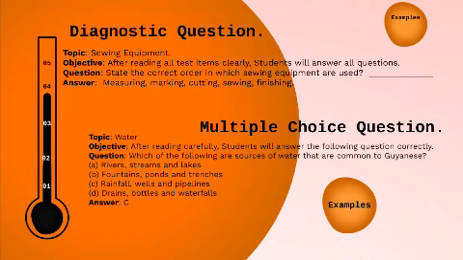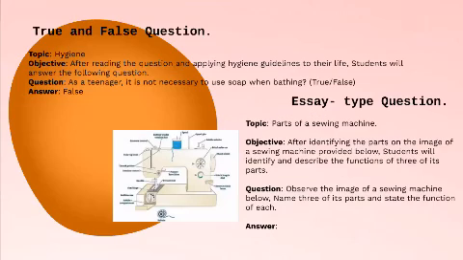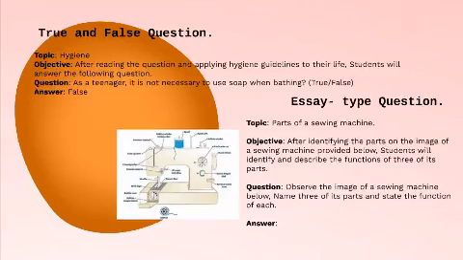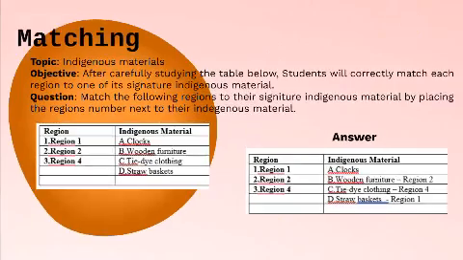True and false question. As a teenager, it is not necessary to use soap when bathing. True or false? Essay type question. Observe the image of a sewing machine below. Name 3 of its parts and state the functions of each. As you can see here, we have a table where one column has region and the other column has indigenous material.